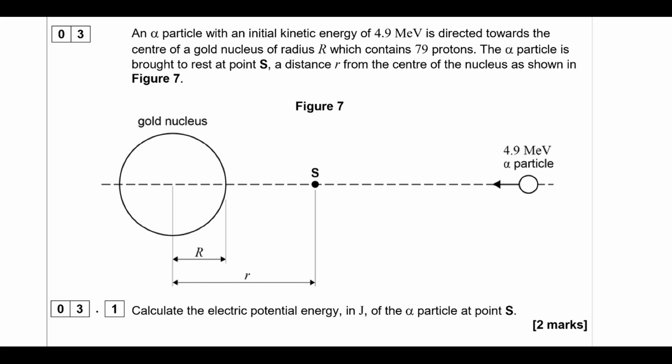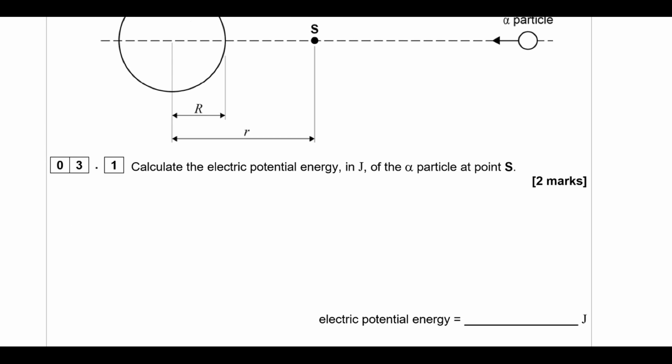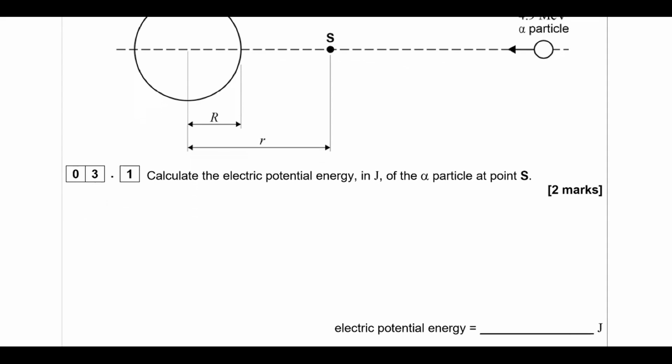All right, so we've got an alpha particle with initial kinetic energy of 4.9 mega electron volts. It's directed towards the center of a gold nucleus. So we're looking at the closest distance of approach method by the looks of it. And it's got 79 protons in the nucleus. The alpha particle is brought to rest at S, a distance r from the center of the nucleus as shown. Calculate the electric potential energy in joules of the alpha particle at point S.